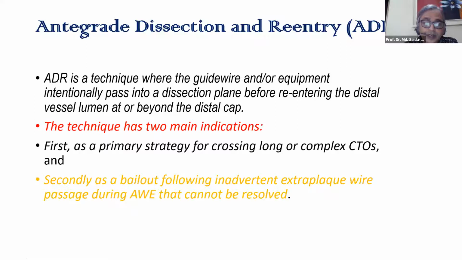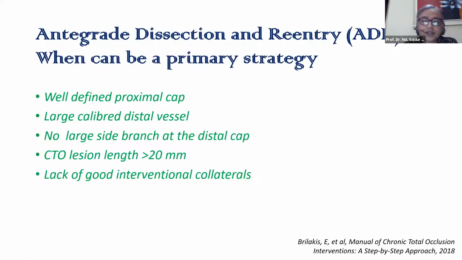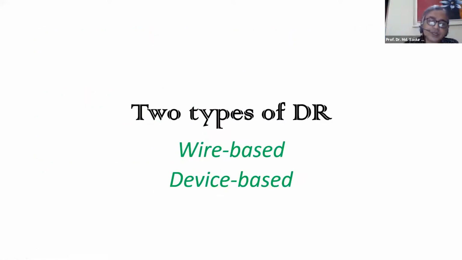In the case of the antegrade approach, you have to go for this dedicated antegrade dissection re-entry. Here, these are the conditions when it will be a primary strategy: a well-defined proximal cap, a large caliber distal vessel, no large side branch at the distal cap, length more than 20 mm, and lack of good interventional collaterals. And you know that this is wire-based or device-based DR.